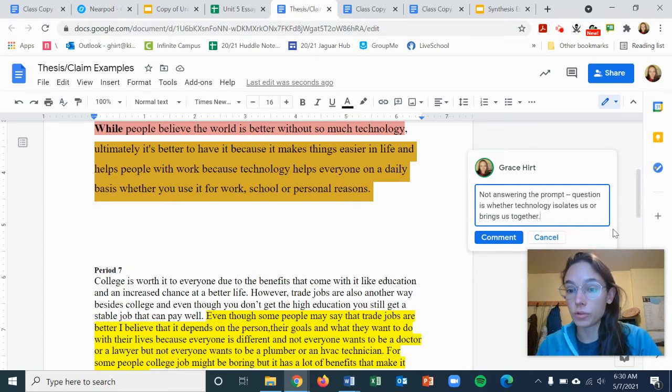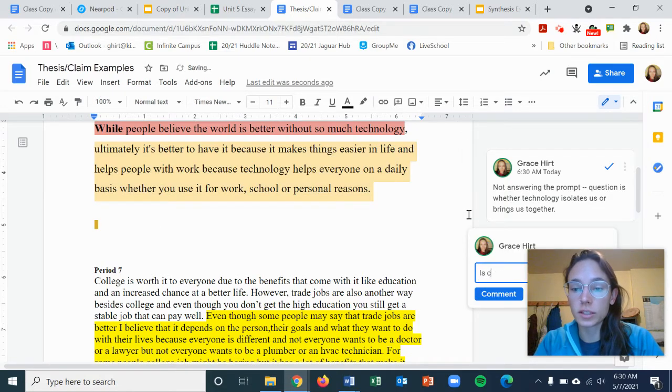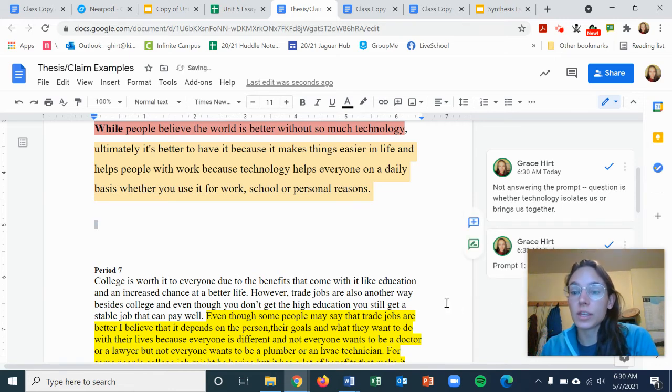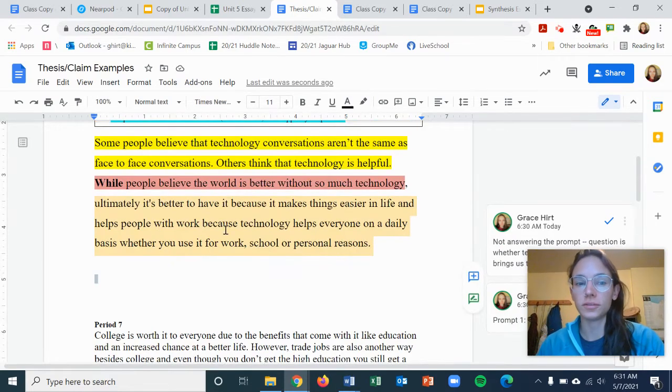That's for prompt number 2, which is what most people are doing. For prompt number 1, the question is, is college worth the cost? So again, that's prompt 1. You need to make sure in your thesis statement that you are actually answering that question, right? Your question, whether it is college worth the cost or does technology isolate us? Because the question is not, is technology helpful, right?